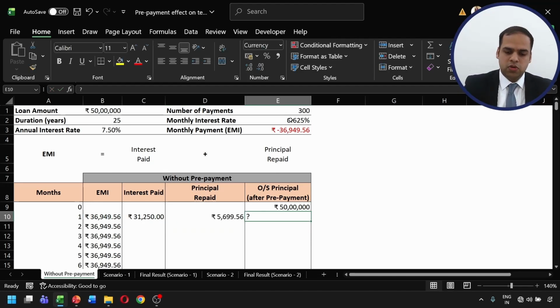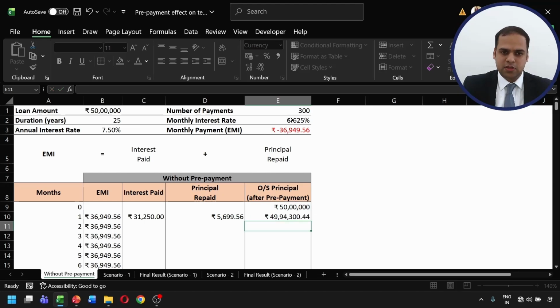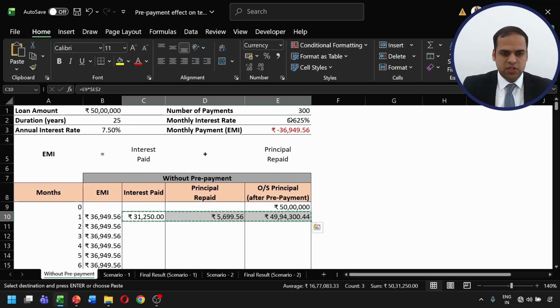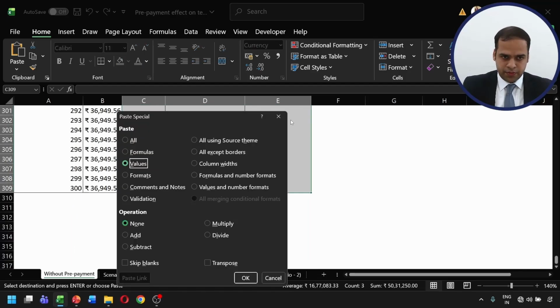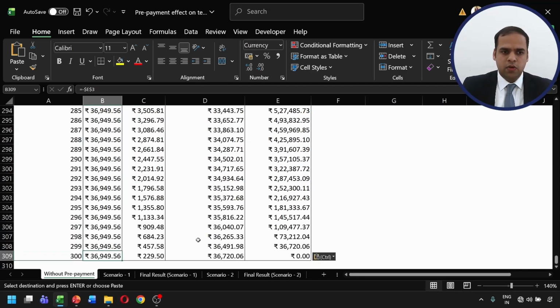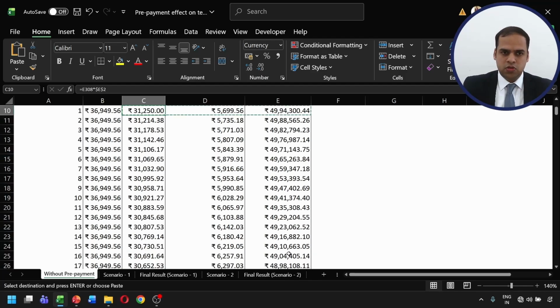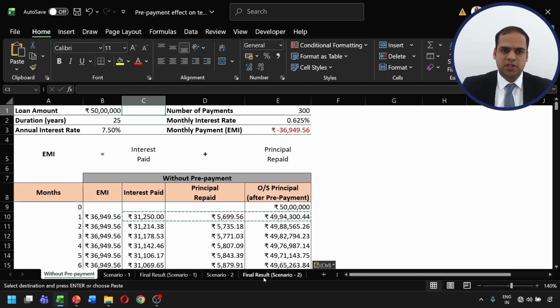And to calculate the outstanding principal, it is the outstanding principal from the previous month minus the principal repaid in this month. So we just copy this formula till the end, and now we can see that at the 300th month our EMI portion is the lowest, our principal repaid portion is the highest, and the outstanding principal is null. So this is our example for the amortization schedule without prepayment.